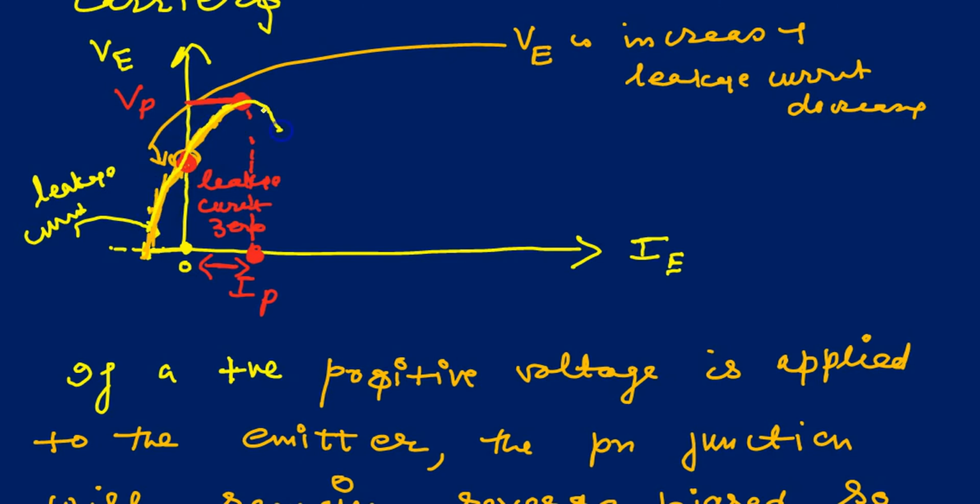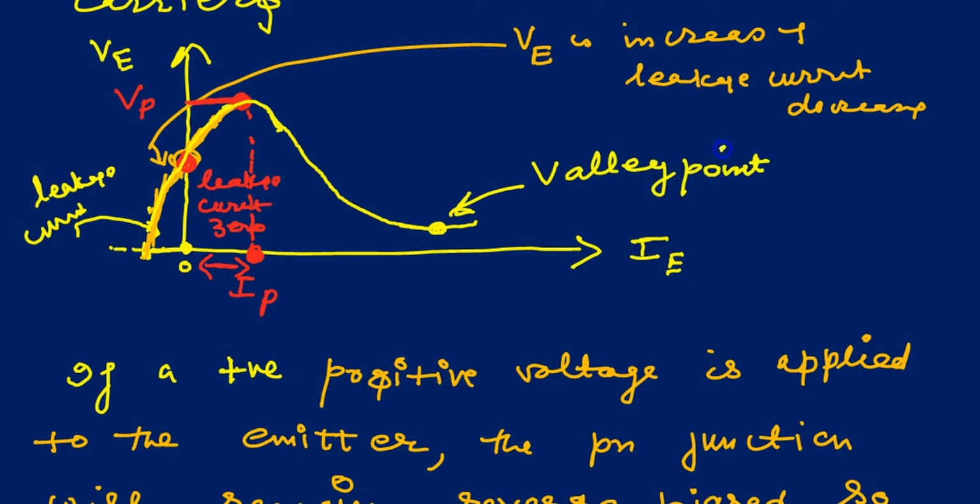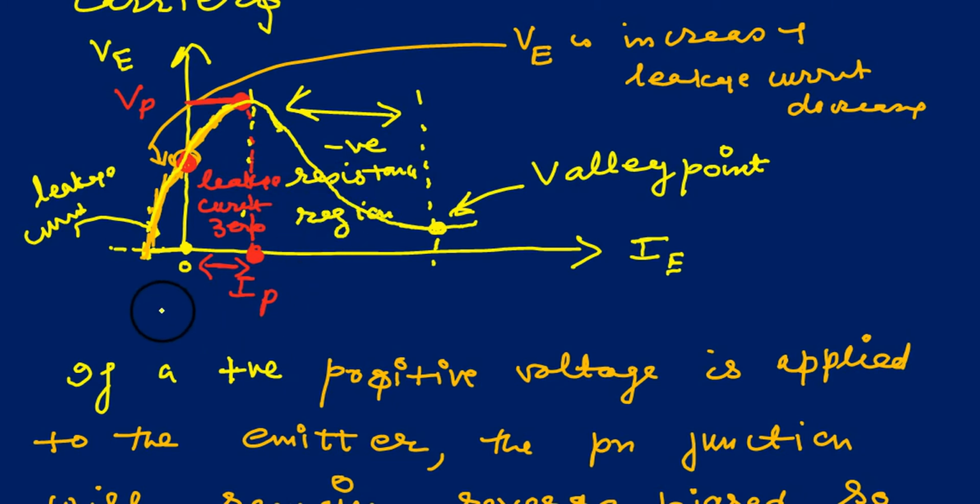This is very, very important. This is the negative resistance part, because VE is becoming less and IE is becoming more and more. That is the negative resistance part, and we reached a valley point. So this is negative resistance, very, very important. Voltage goes down and current increases. They are reverse. So, negative resistance.